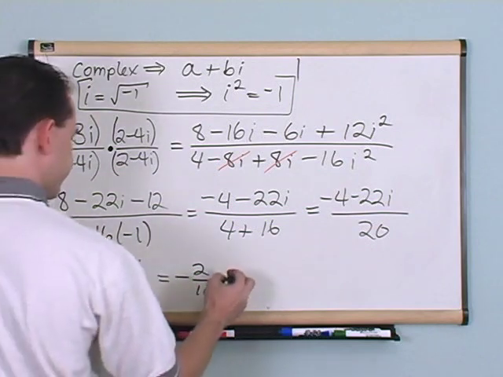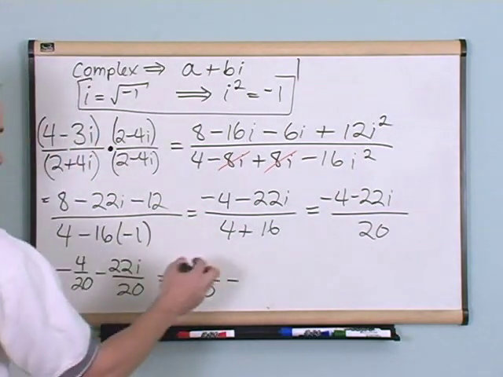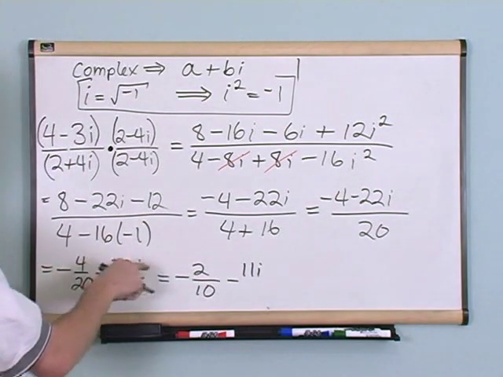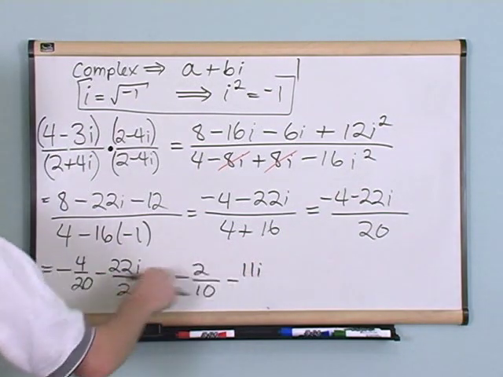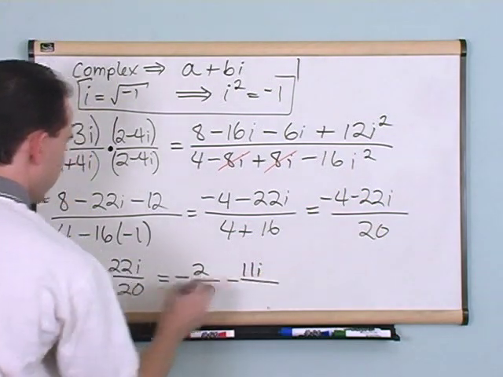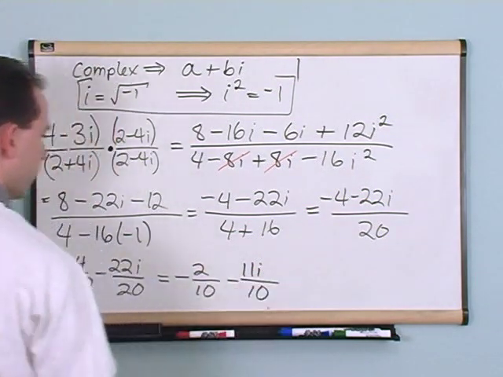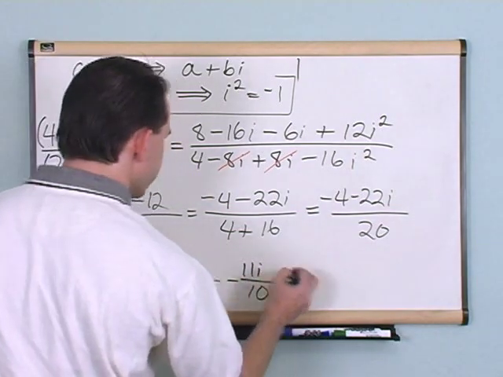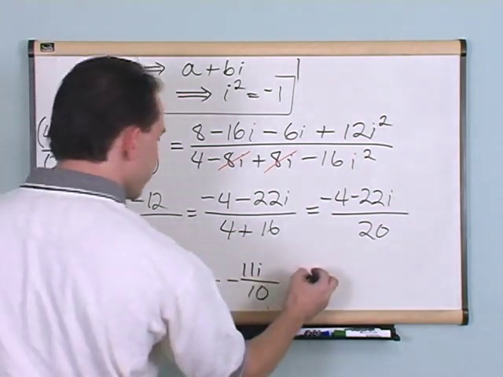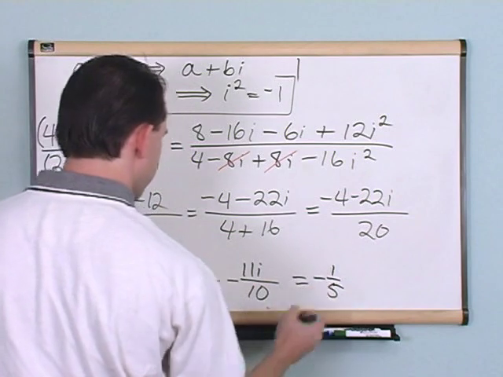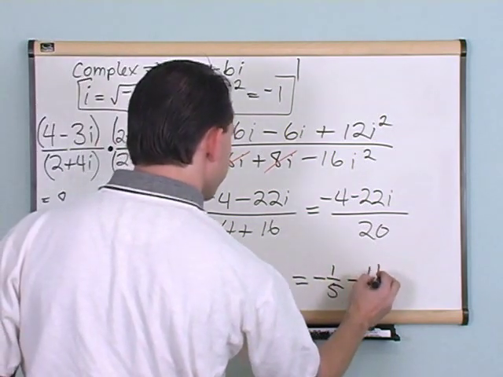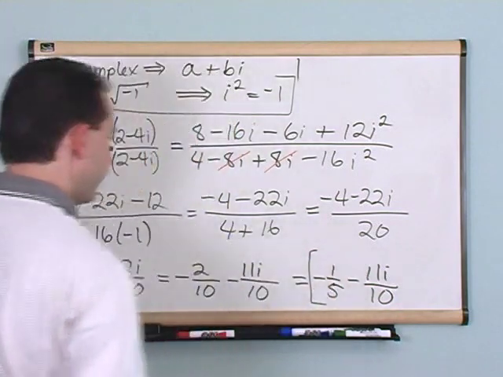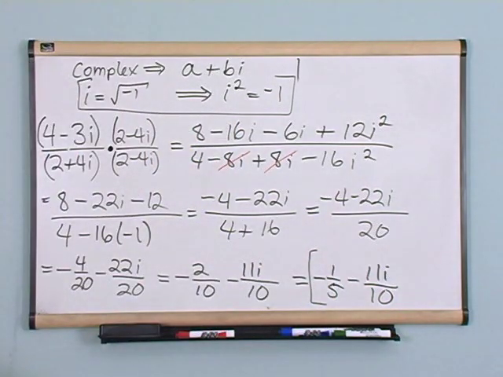Over here, 2 times 11i will give me 22i. And 2 times 10 will give me that. And then finally, I can see that this will simplify further to negative 1/5 minus 11i over 10. And that would be the answer to that problem, fully simplified.